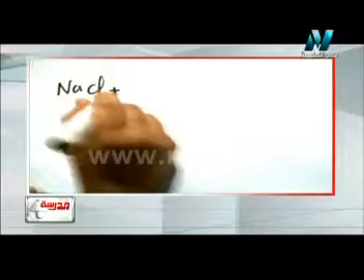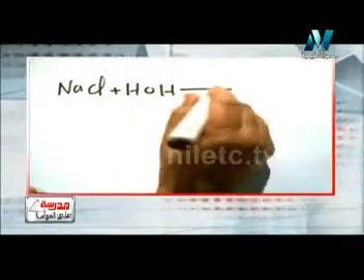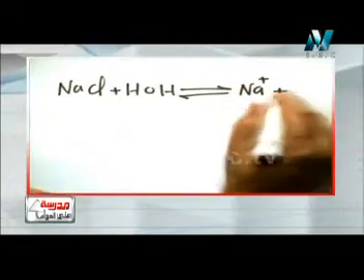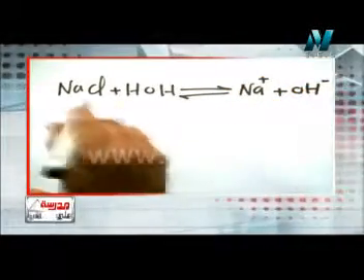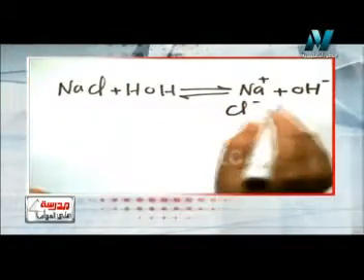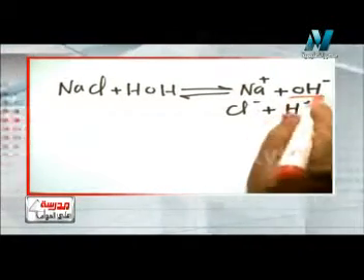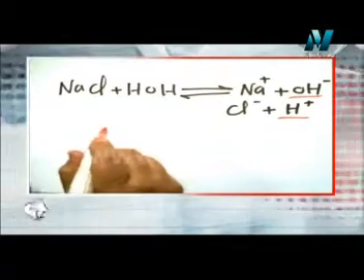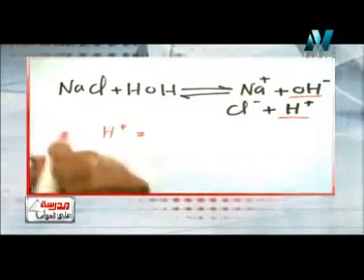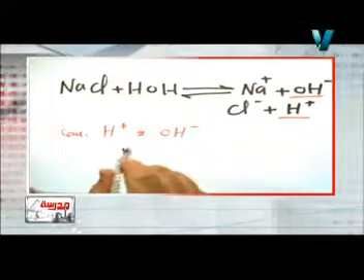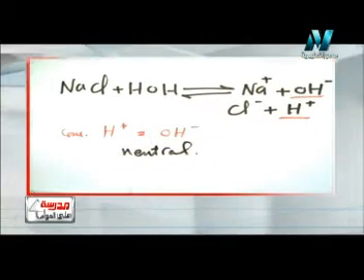Sodium chloride, NaCl, plus water, HOH. Sodium hydroxide is a strong electrolyte, completely ionized to Na positive plus OH negative. And the hydrochloric acid also is strong, Cl negative plus H positive. In this reaction, it contains OH negative and H positive. The concentration of H positive equals concentration of OH negative, so it is neutral. It is neutral. This is about the water.